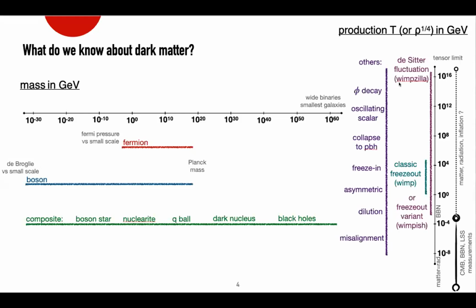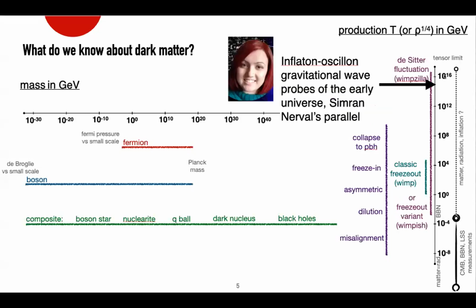If we want to hone in on why we don't really know exactly when dark matter was made, at what temperature or in what fashion, it relates to the fact that before BBN temperatures, we have very little information about our universe so far. We don't know if the universe was matter dominated, radiation dominated, or inflation dominated, and this leads to a whole zoo of possibilities for how the dark matter could have been produced. Up at the highest energy range, there's a tensor limit if you want an inflationary cosmology. If you want more info about that, please see my grad student Simran Nerval's talk on Tuesday about axion and platon gravitational wave probes of the early universe.